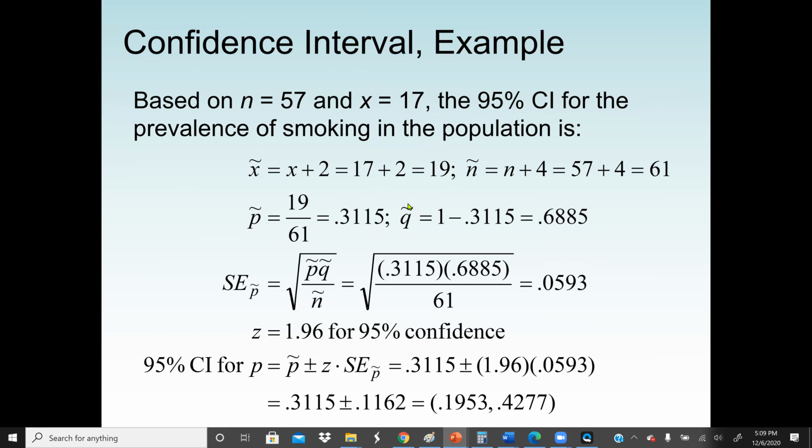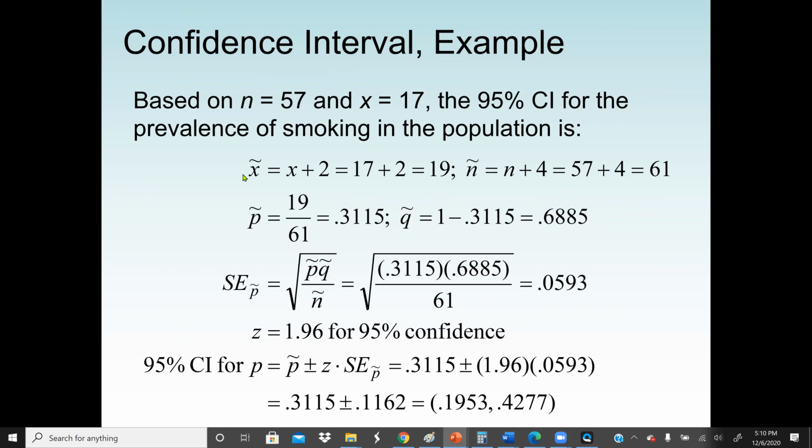So this is an example given. We are using the same smoking example. In a sample of 57, we found out that 17 of them are smokers, so S equals 17. Now they say we should find a 95% confidence interval for the prevalence of smoking in the population. So to find the S bar, it will be S plus 2, and S is 17 plus 2, so 19. I know N, so to find N bar, it will be N plus 4, which will give me 61.